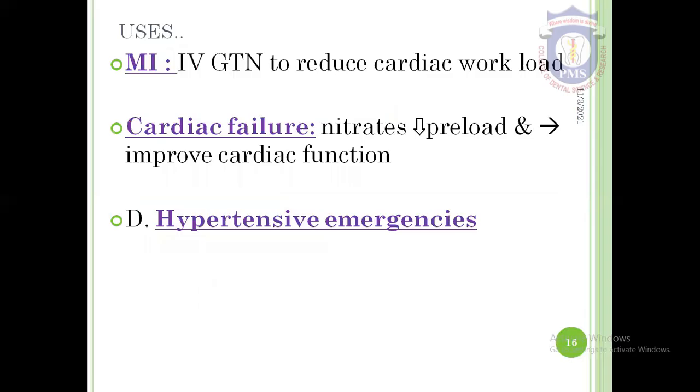In case of myocardial infarction, we use intravenous glycerol trinitrate to reduce the cardiac workload. In case of cardiac failure, nitrates reduce the preload and improve the cardiac function. It can also be used for the management of hypertensive emergencies.